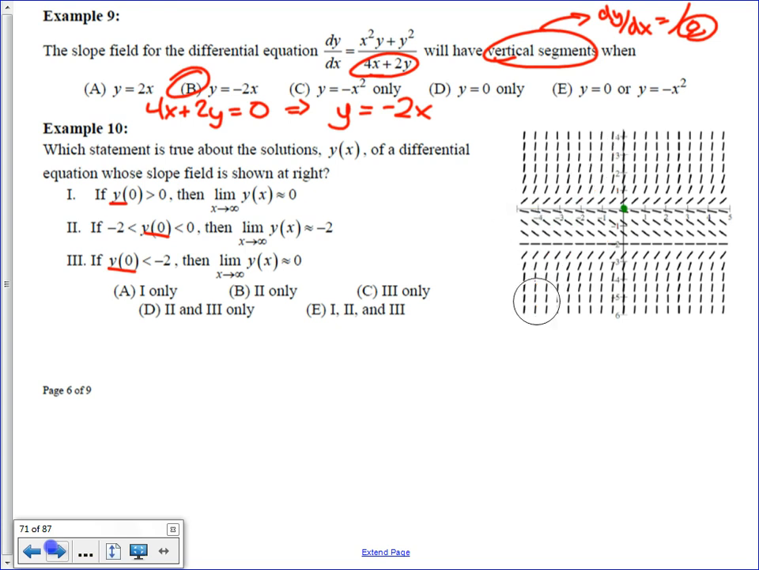Which is why they give us all these different conditions and say, that little guy right there, if he's positive, then what's going on? Is that going to be a horizontal tangent line? What's it mean if the limit as x goes to infinity? If x goes to infinity, which direction am I going, to the right or to the left? Where are the y's going? Is this a bad question? Hold on. Give me a second.